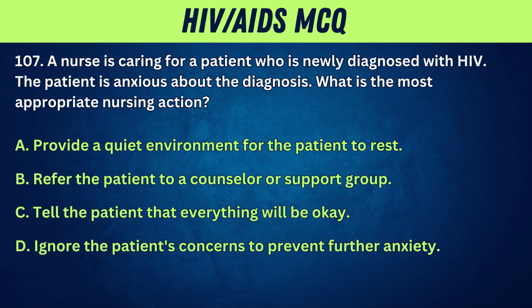107. A nurse is caring for a patient who is newly diagnosed with HIV. The patient is anxious about the diagnosis. What is the most appropriate nursing action? A. Provide a quiet environment for the patient to rest. B. Refer the patient to a counselor or support group. C. Tell the patient that everything will be okay. D. Ignore the patient's concerns to prevent further anxiety.